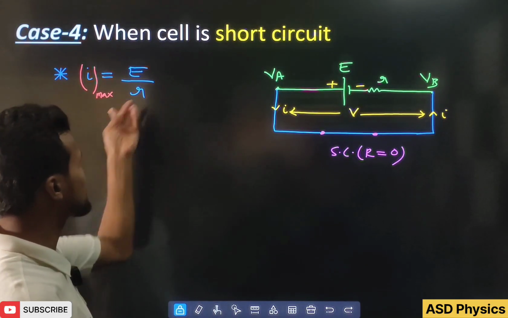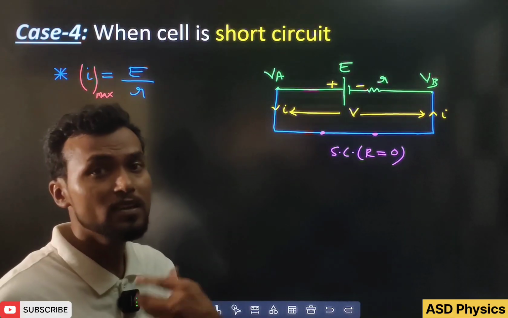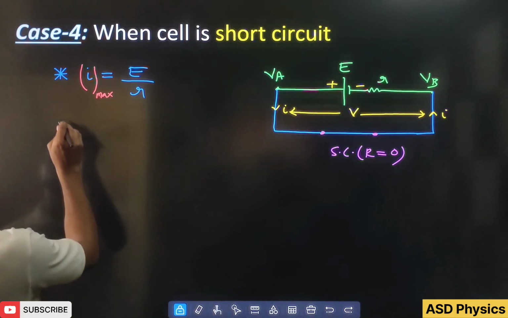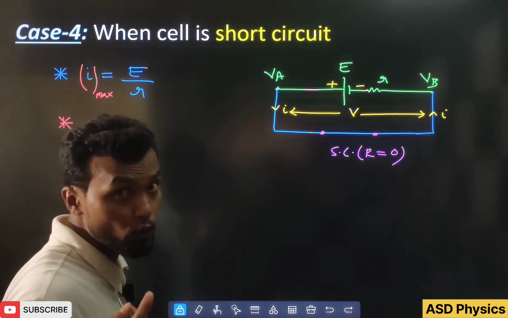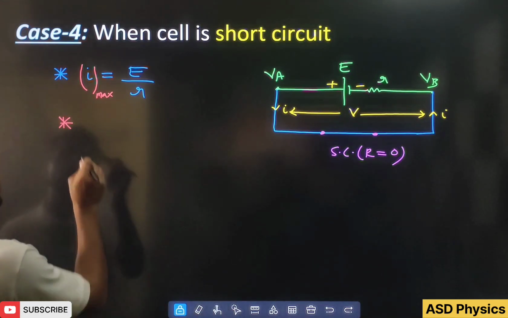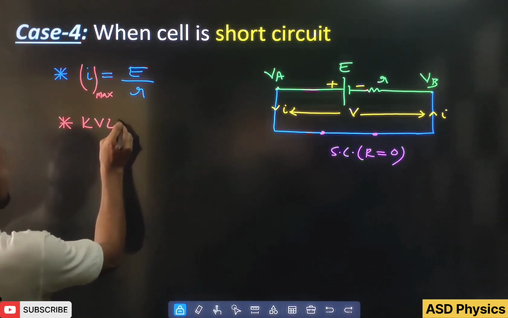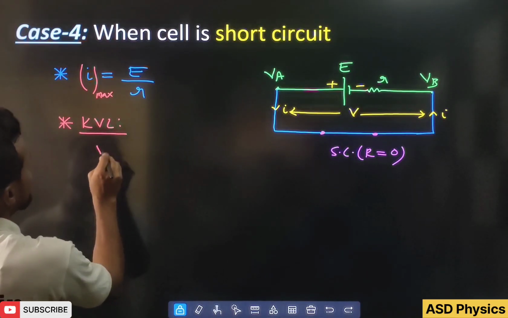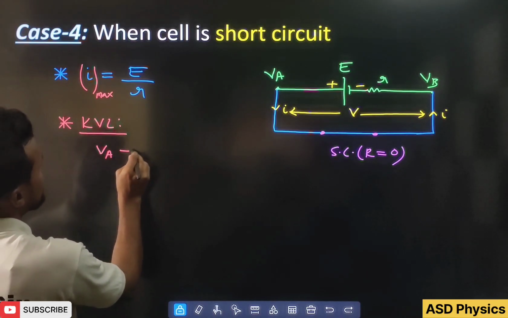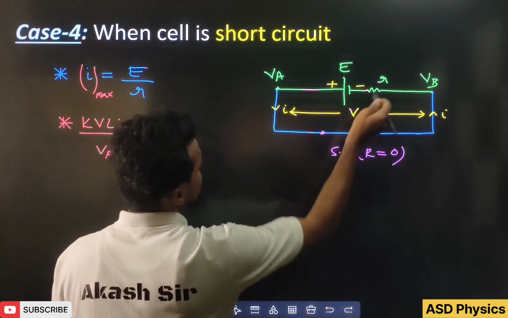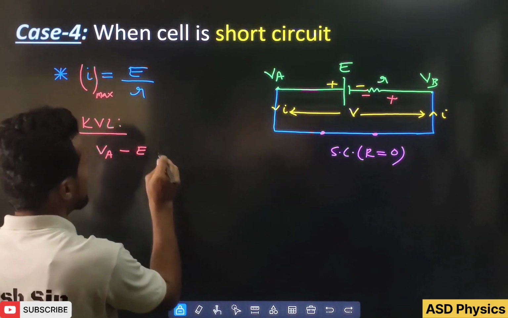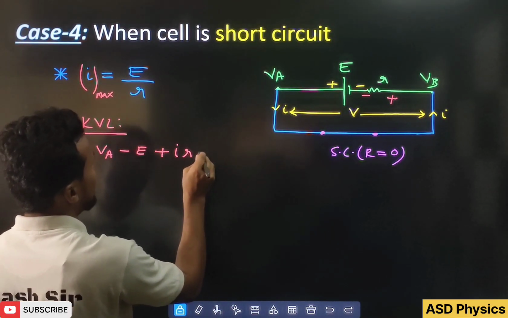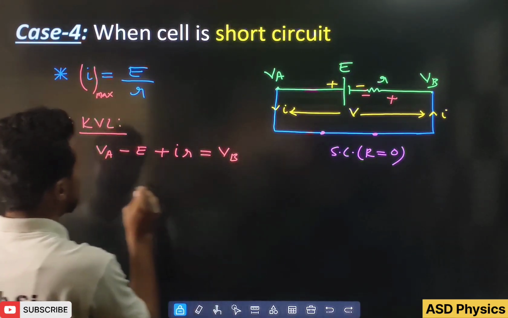And remember, when short circuit happens, the maximum amount of current will flow. Why? Because the small r value is very small. So I max is E by r. If I write the potential difference, there are number of ways, but first I am going to write it with KVL. I start with VA, then minus E, and the current is flowing like this, so this is plus, this is minus, and I can write plus Ir is equal to VB.